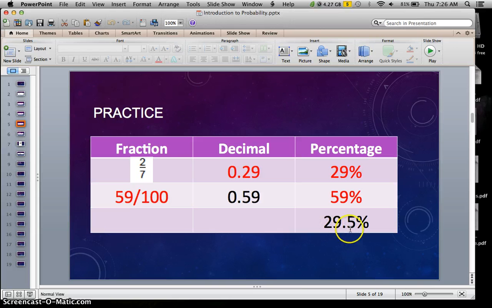Taking a look at the other example, we're given a percentage. So to go from a percentage to a decimal, we're going to be dividing by 100.